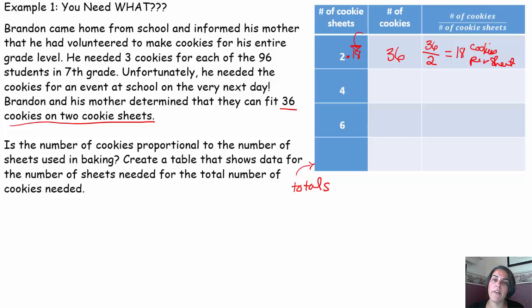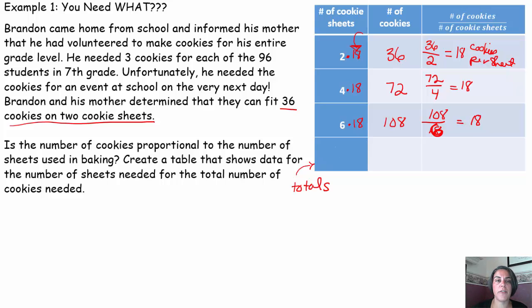So that's going to be our constant of proportionality. There's many ways to go about this, but one thing I could quickly do now, if I know it's 18 cookies per sheet, I have 4 cookie sheets. I can do 4 times 18, which is 72. Use your calculator if you need. I can do 6 times 18, which is 108. Again, use your calculator if you need. And if you want to verify, you can always do 72 divided by 4. You're going to find 18 cookies per sheet. 108 divided by 6. Your number of cookies over your number of sheets will be 18 cookies per sheet.